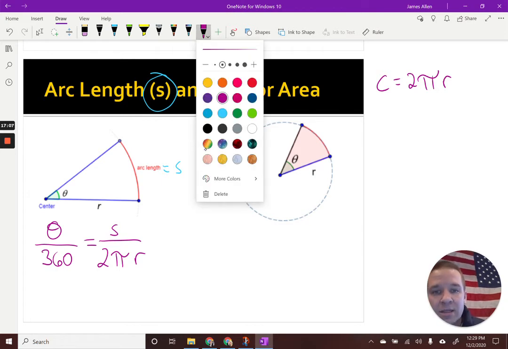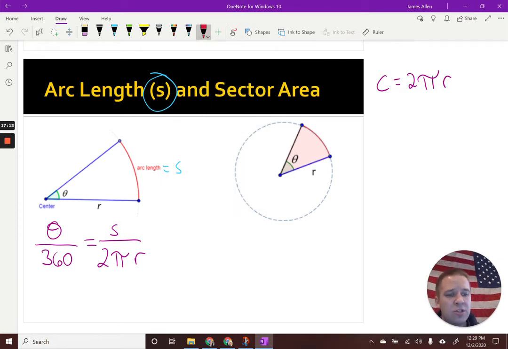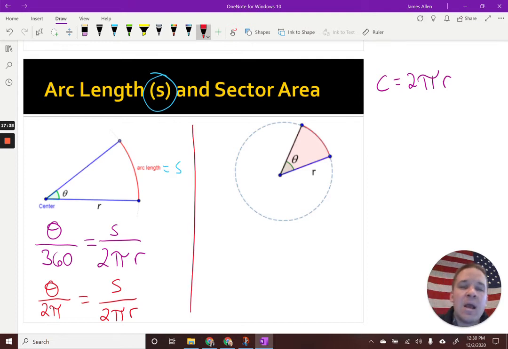Now, what about if we're in radians? I'll go ahead and switch colors. Well, 1 full revolution in radians is 2 pi, because 2 pi is equivalent to 360. All I need to do is swap out the 360 for 2 pi, and the formula is exactly the same. So whether I'm given radians or degrees, I can use either one pretty easily with this wonderful proportion that we have set up for arc length. Awesome. Now, how about sector area?